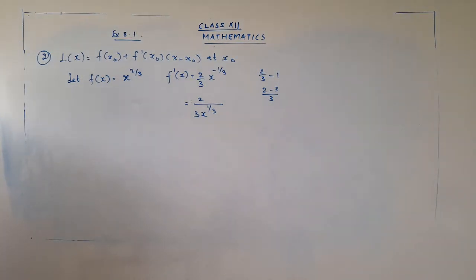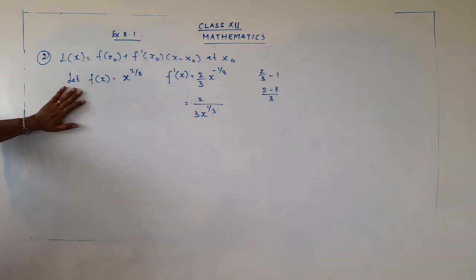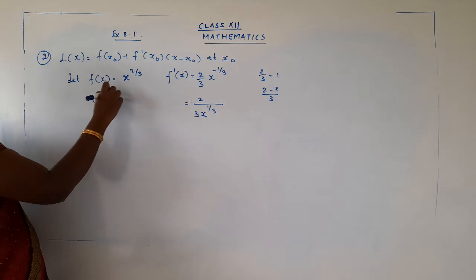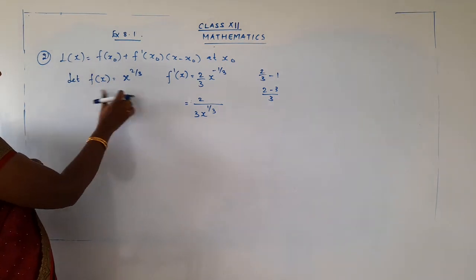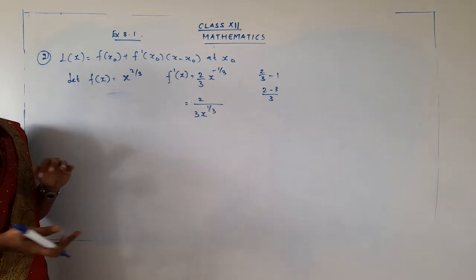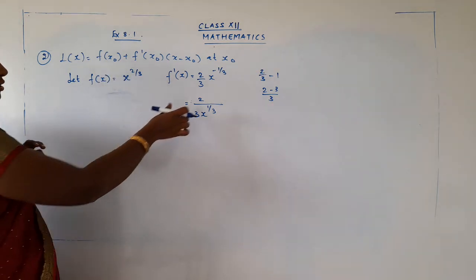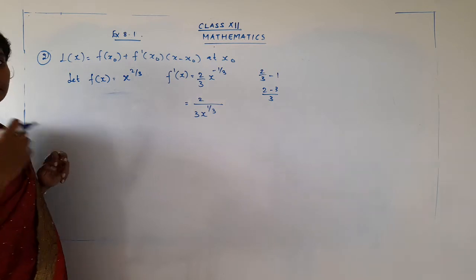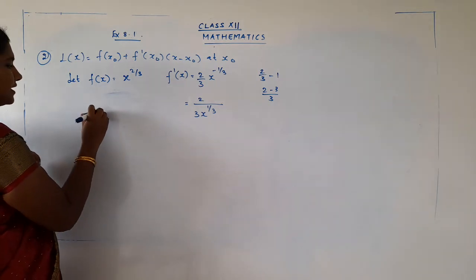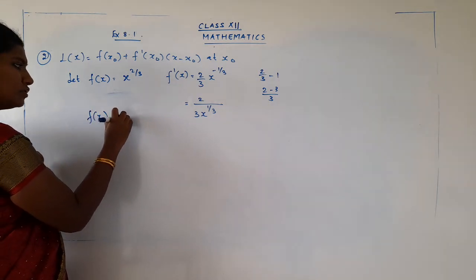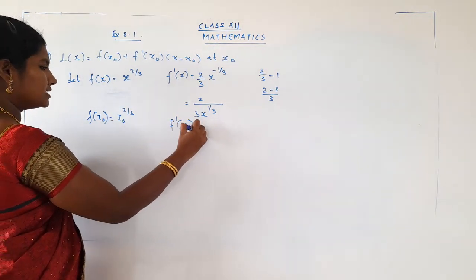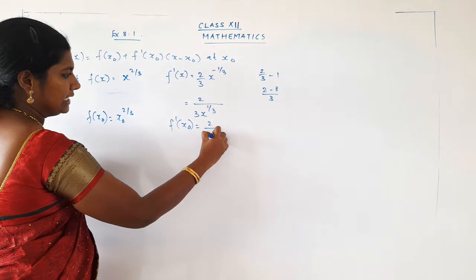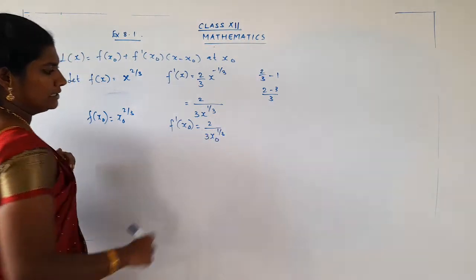Okay. Now what we are going to do? After identifying the function, do not write 123 raised to 2 upon 3. We cannot do anything with this sum. We cannot differentiate this. So you have to just write it as x raised to 2 by 3. Okay, children? Now, we are just going to change this in terms of x naught. So I get f of x naught is equal to x naught raised to 2 by 3. And f dash x naught is equal to 2 upon 3 x naught raised to 1 by 3.